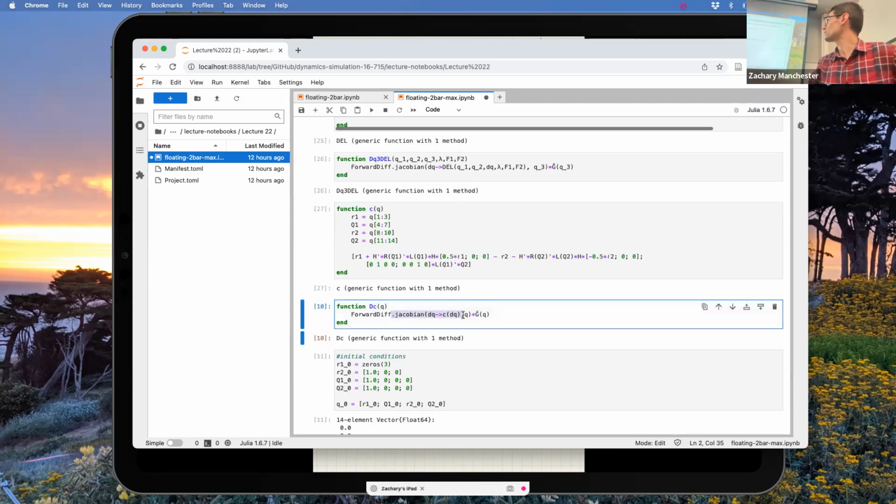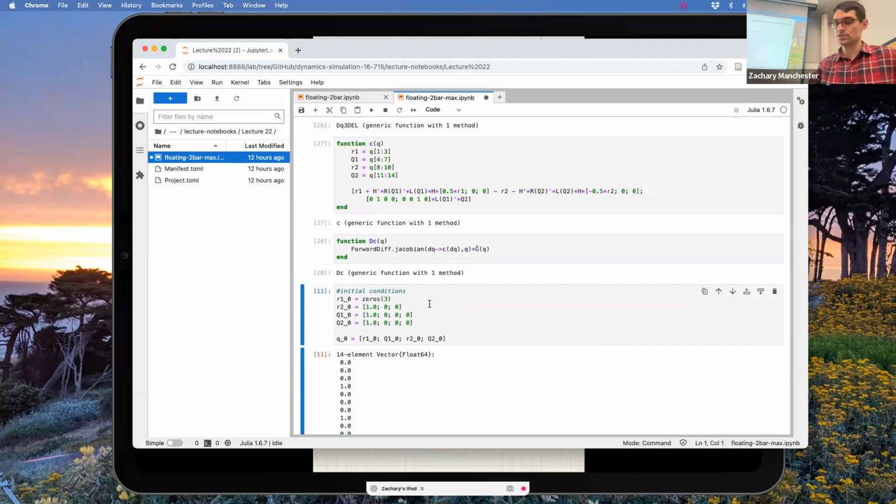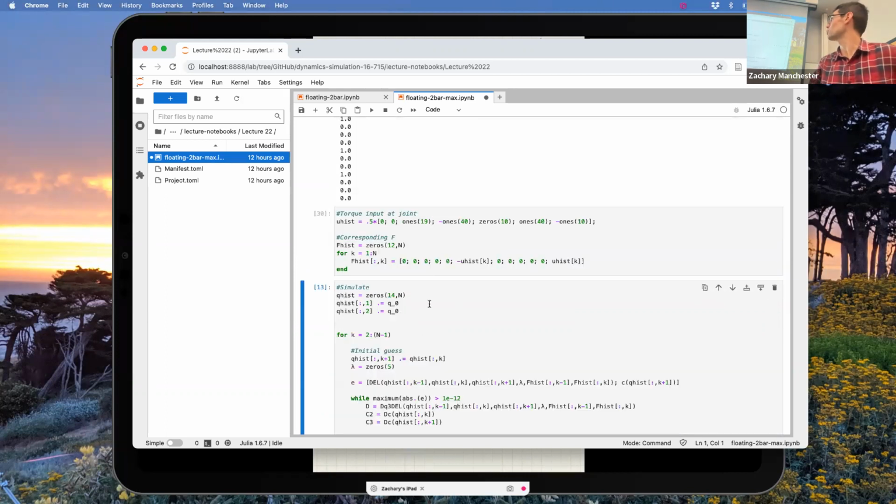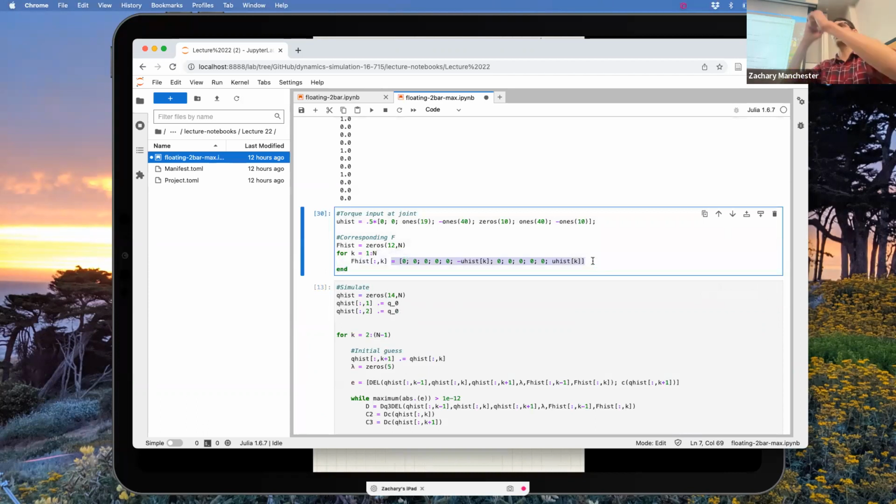This is the derivative of the constraint. I'm just using forward diff and being lazy, and then tacking the attitude Jacobian on, right? Easy. Initial conditions, same as last time. It's just sitting there, not moving. And then this is the same force as last time. I'm basically putting in square wave stuff.